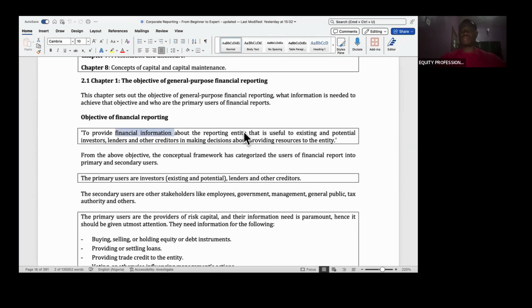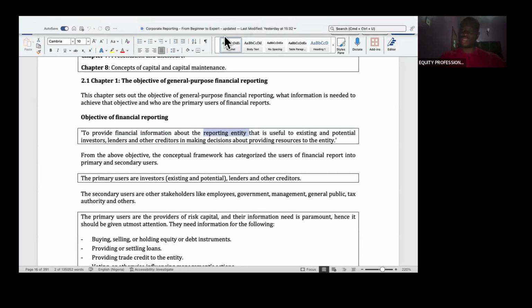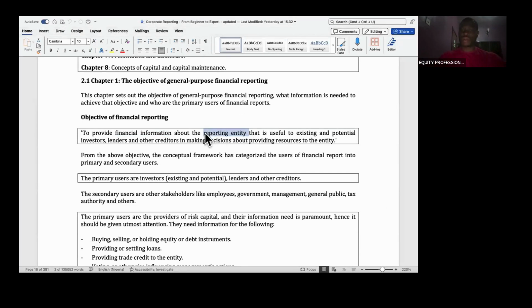This financial information, we are providing it about a reporting entity. Well, I'm going to talk about reporting entity in chapter 3, but for now, just see that as a company, right? So that is useful to existing and potential investors, lenders, and other creditors in making decisions about providing resources to the entities. Okay, so they said that is useful to these three sets of people: investors, lenders, and other creditors, both existing and potential.